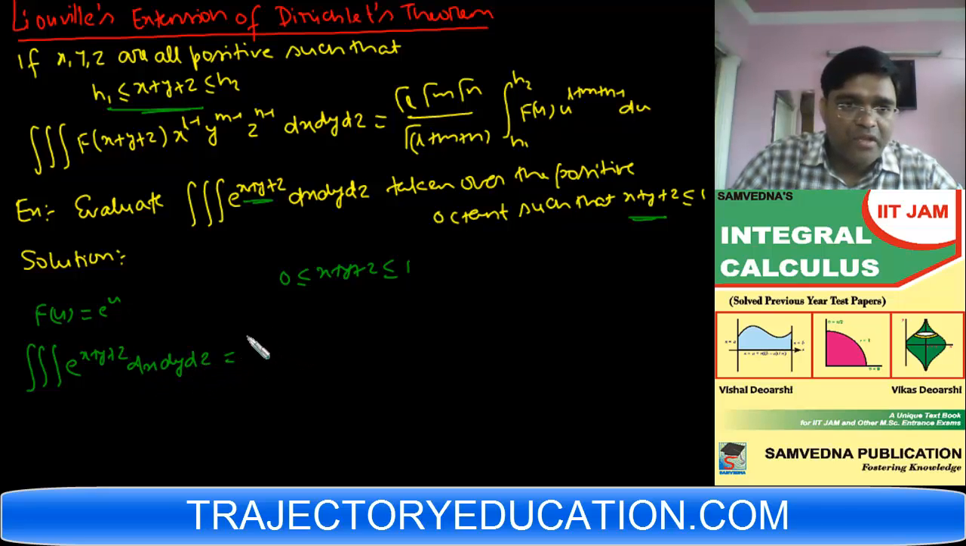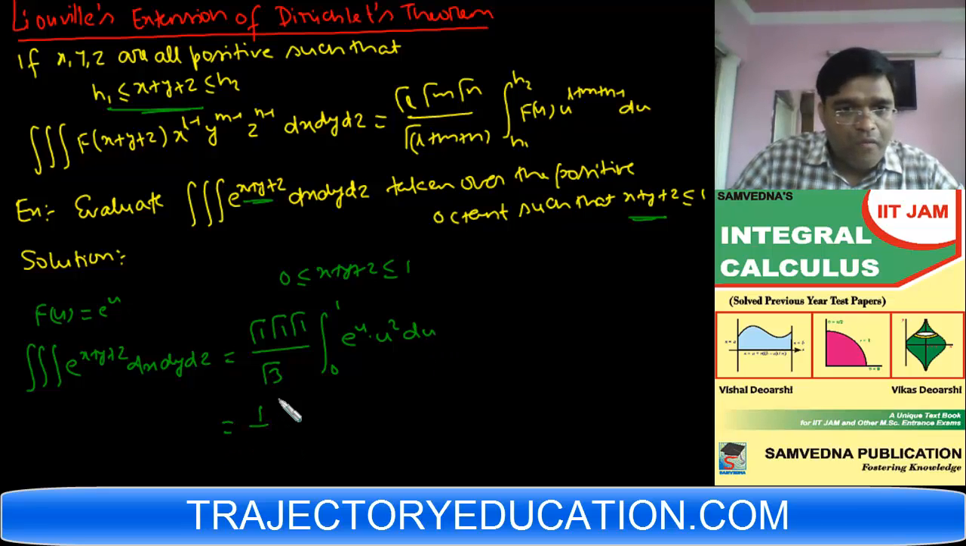So this integral will convert, using Liouville's extension, to x to the power 1 minus 1, y to the power 1 minus 1, z to the power 1 minus 1. So l is 1, m is 1, n is 1, and this is gamma 3, integral 0 to 1, and this is u to the power 1 plus 1 plus 1 minus 1, so u square du. So this is 1 by gamma 3, which is 2 factorial, and we have to integrate this.